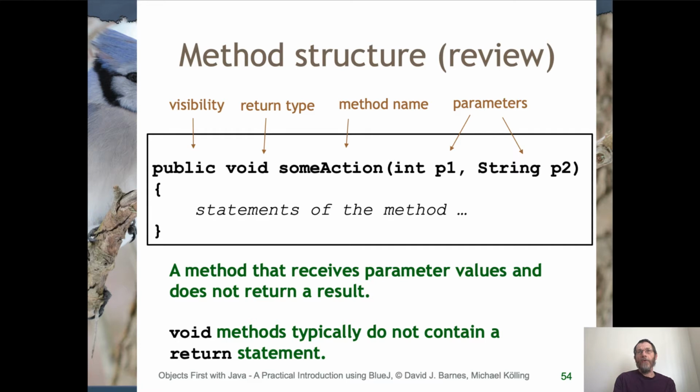Now, one thing to note is that when a method has a void return type, and therefore is not returning a data value to its caller, then typically there won't be a return statement inside the body of the method. There are some exceptions to that rule, but as a general rule, we can say that a void method doesn't have return statements within it.